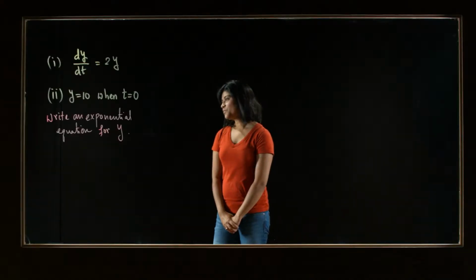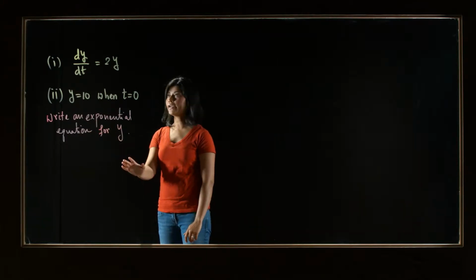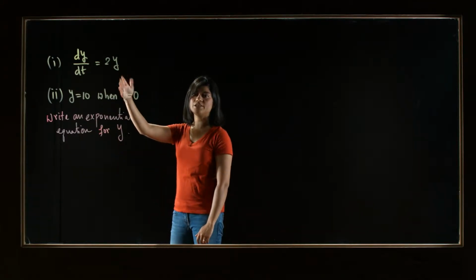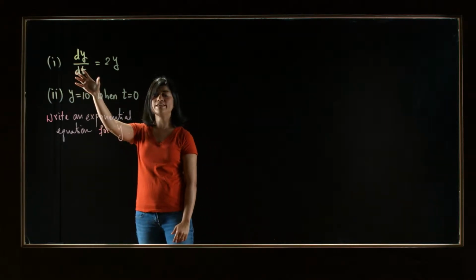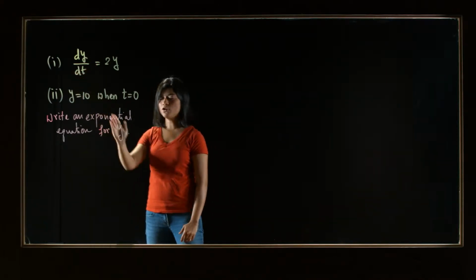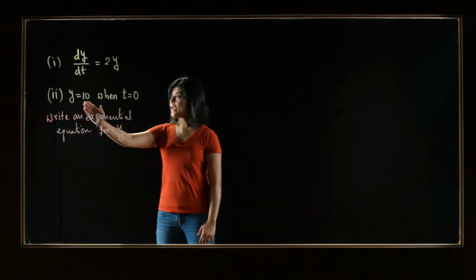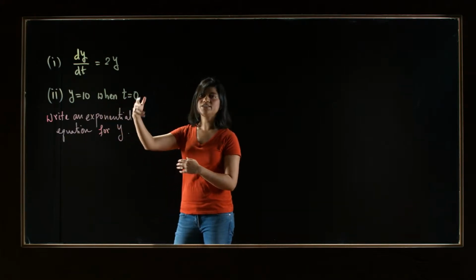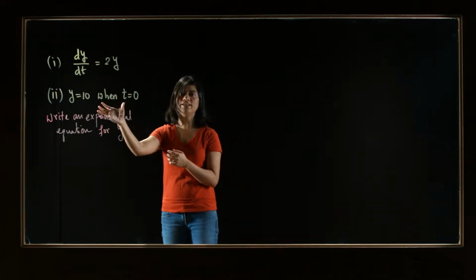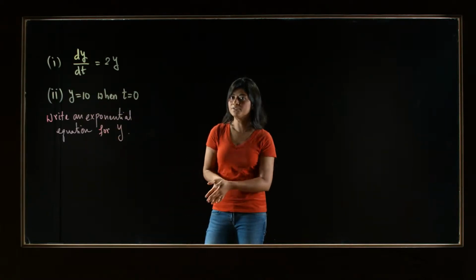In this problem, we have to write an exponential equation for y using this information that's given to us. The first piece of information is that the derivative of y will be equal to 2 times y. The second part says that y is 10 when t is 0. That means that the point (0, 10) is a point on the graph of this function.